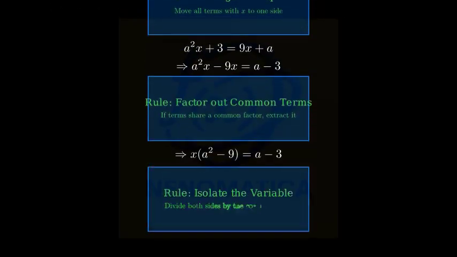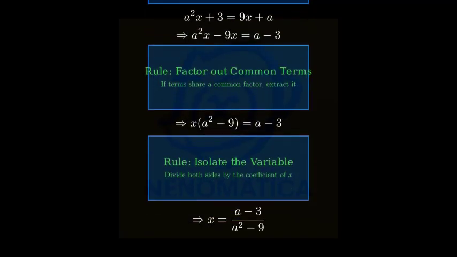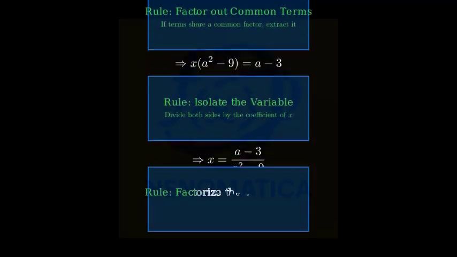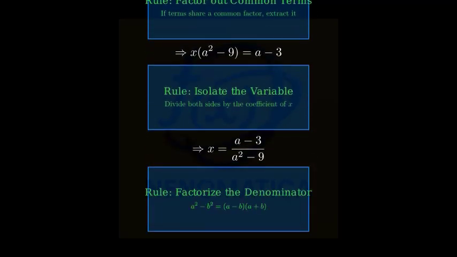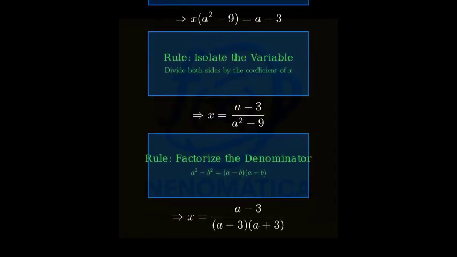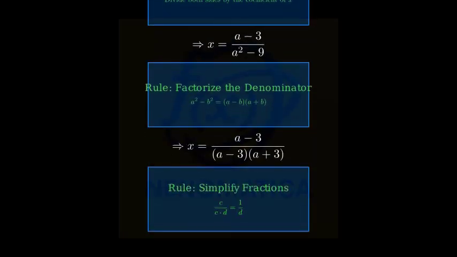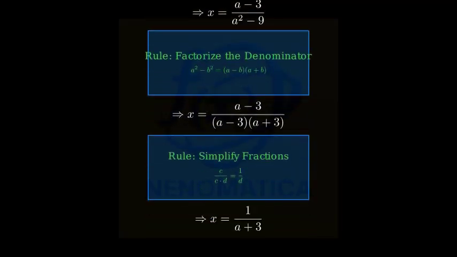Now, we can solve for x by dividing both sides by a squared minus 9. This gives us x equals the fraction a minus 3 over a squared minus 9. Let's now factorize the denominator. We know that a squared minus 9 can be written as a minus 3 times a plus 3. So our expression for x becomes a minus 3 over the quantity a minus 3 times a plus 3. We can simplify this fraction by canceling out the common factor a minus 3 in the numerator and denominator. This gives us x equals 1 over a plus 3.